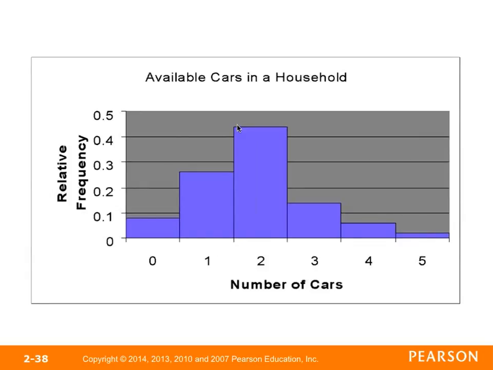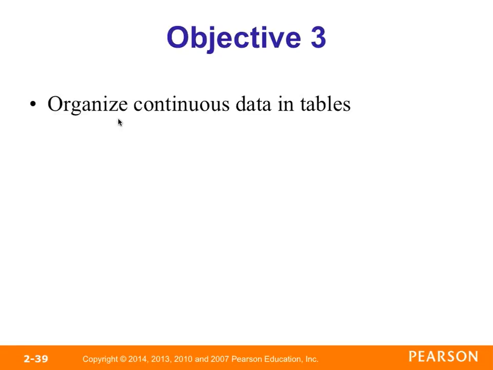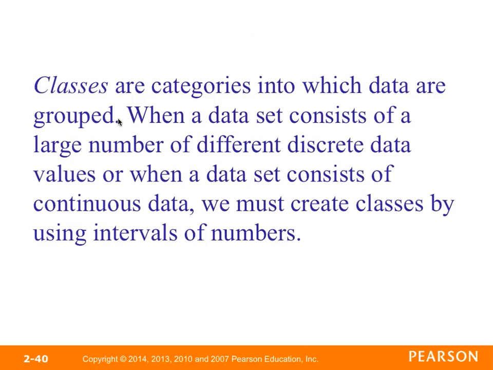And again, here's a relative frequency. So instead of the actual number of cars, we have the proportions or percentages along our y-axis, but the shape remains the same. Okay, now this gets a little trickier if we want to organize continuous data in tables, because we can't just list all of the possible observations.